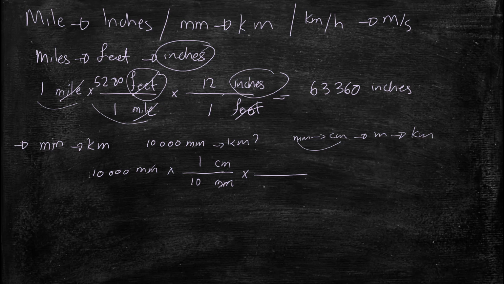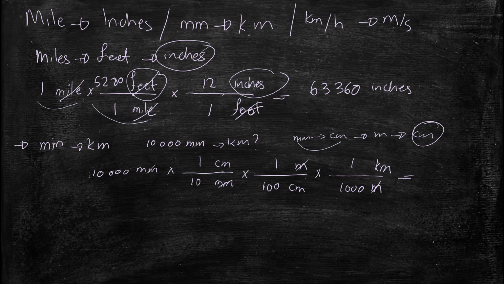Then I'm going to get rid of centimeter, so I'm going to write it in the bottom. I want to turn it into meters, and the relationship between them is 1 and 100. Then I want to get rid of meter, so I'm going to write it in the bottom again. I want to end up with kilometers as my final answer, so I'm going to write that on top, and I know that 1 kilometer is 100 meters. Oh, sorry, 1,000 meters. So I know that 1 kilometer is 1,000 meters.